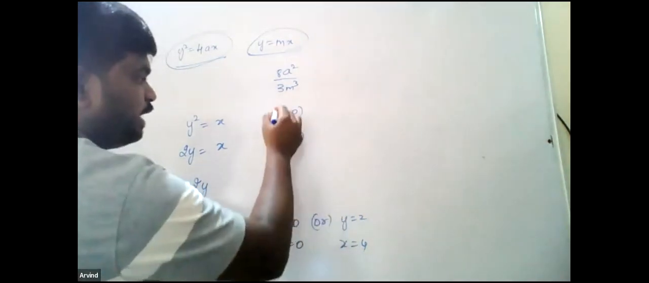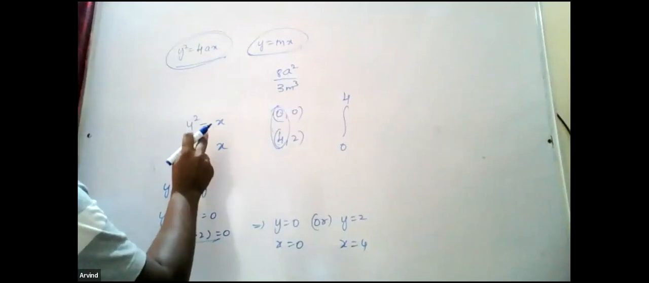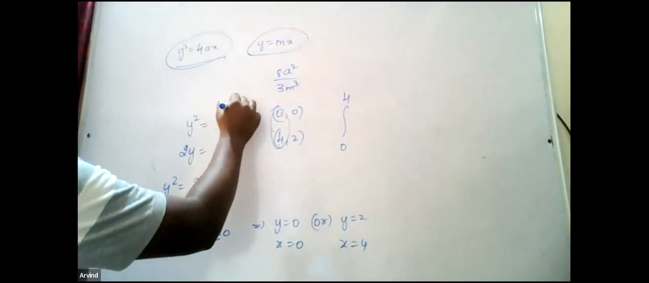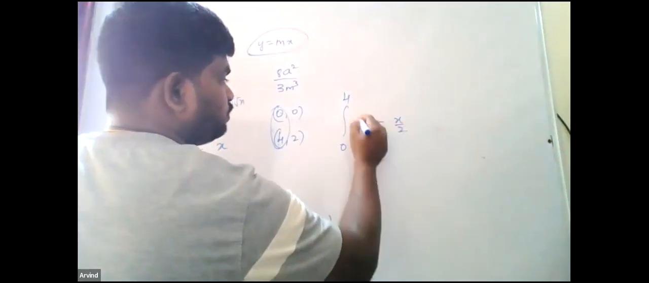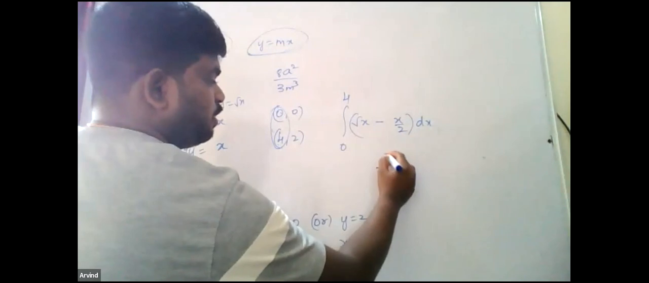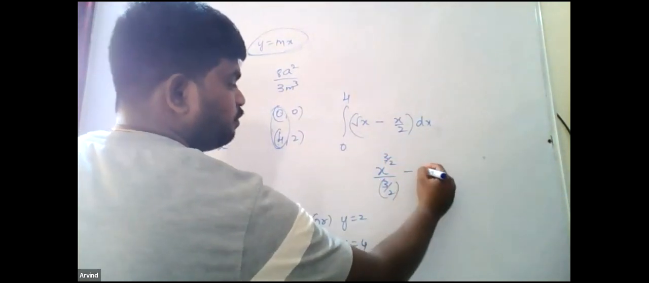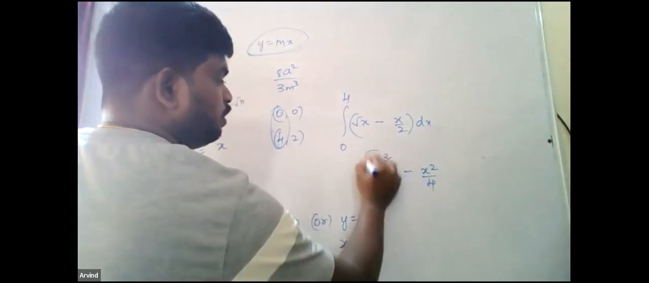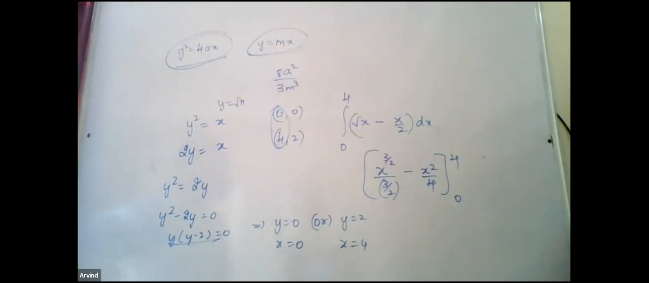So now we integrate x values from 0 to 4, 0 to 4. This curve will become y square is equal to x, and y will become root x. So root x minus the other curve y is equal to half x, so x by 2 dx. So integrating root x, you get 3 by 2, minus x by 2, if you integrate, x square by 4. Okay, you apply the limits 4 and 0.